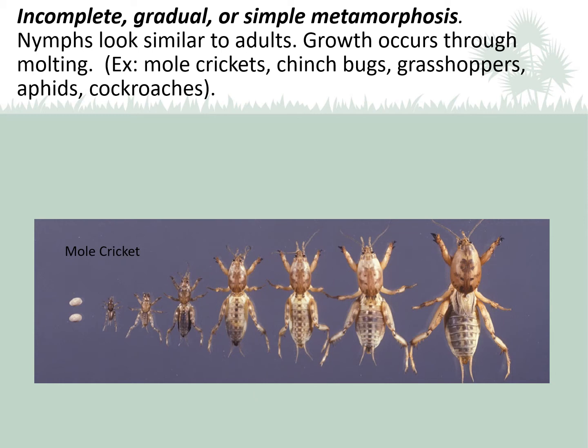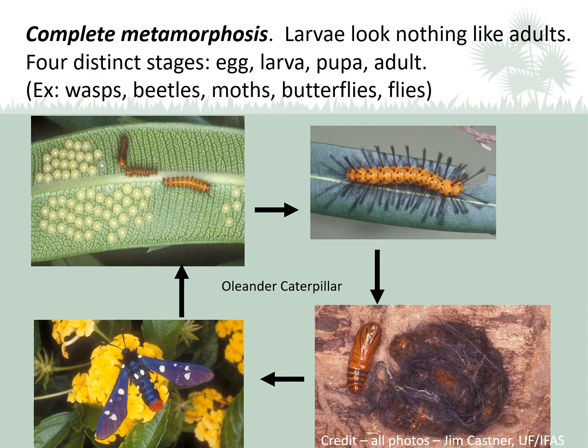Incomplete or gradual simple metamorphosis, the nymphs look very similar to the adults. Look at the mole cricket here. Got 2 eggs, and the nymphs look very similar to the adult. Growth occurs through molting. So the actual shell that we talked about earlier will shed or split or exfoliate, and allowing the insect to continue growing in size. This would include mole crickets, chinch bugs, grasshoppers, definitely aphids, and certainly cockroaches, our buddies here in Florida. And we'll go on from here and see what we've got. Complete metamorphosis, the larvae look nothing like the adults.